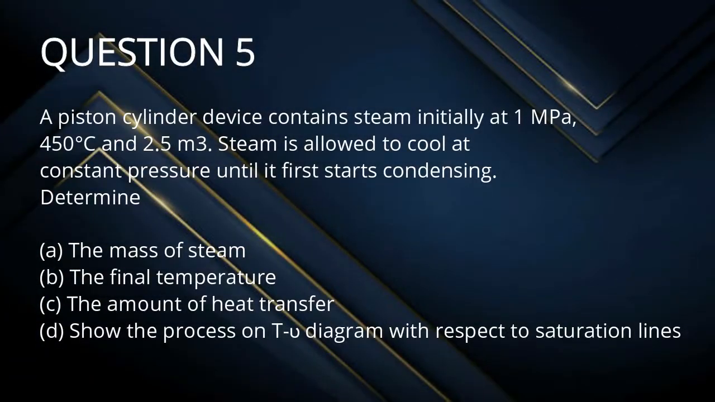Question number 5. A piston cylinder device contains steam initially at 1 megapascal, 450 degrees C and 2.5 meter cube. Steam is allowed to cool at constant pressure until it first starts condensing. Determine A, the mass of steam, B, the final temperature, C, the amount of heat transfer, D, show the process on a T-v diagram with respect to the saturation line.